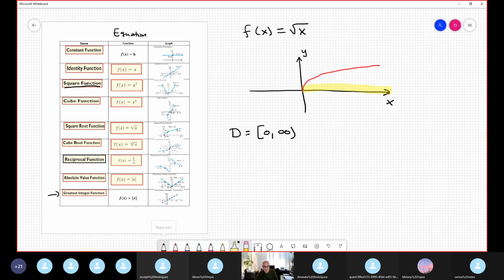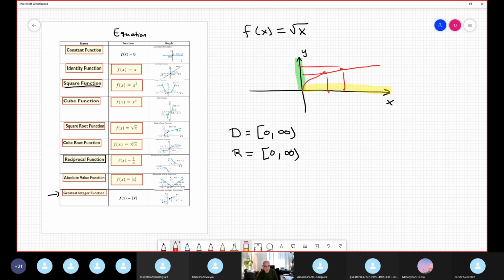And what about the range? Range is exactly the same. Bracket zero to infinity. Because the range is the set of values the function takes. Okay, we have points only in the first quadrant. When you pick here and you pick here, positive value, positive value, positive value, never negative at any other point. Okay, this is the domain and range of the square root function. It's important, guys. And it's no big deal to memorize this.